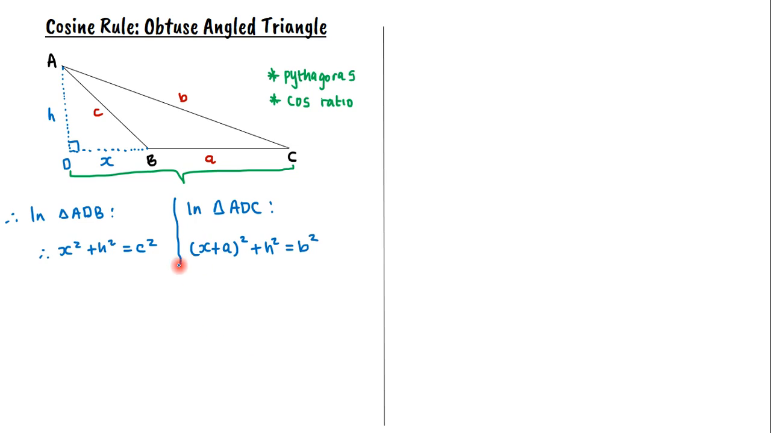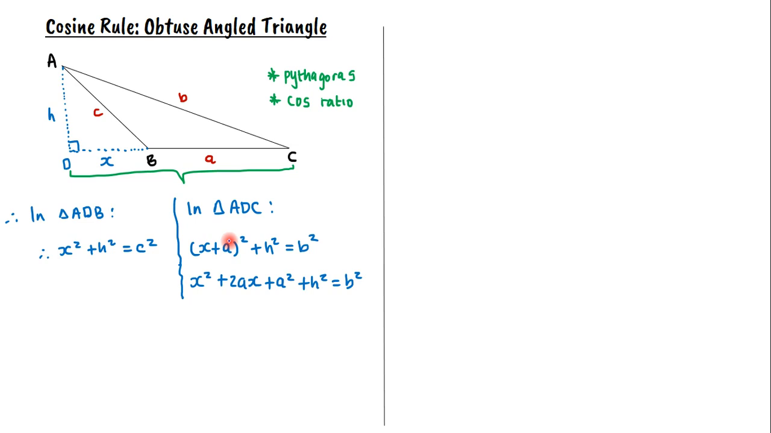Now, once you simplify that one, you get x squared plus 2ax plus a squared plus h squared equals b squared. Now, once you have these, what is the next step? The next step here is to make sure that you get rid of the unknowns, because we don't actually know the value for x as well as the value for h squared here.